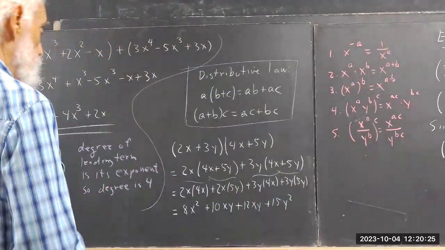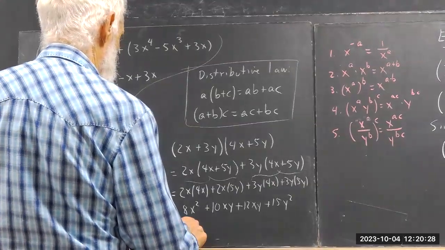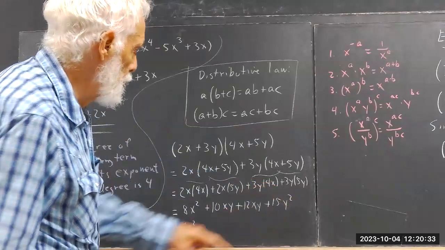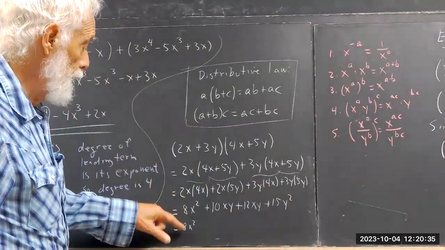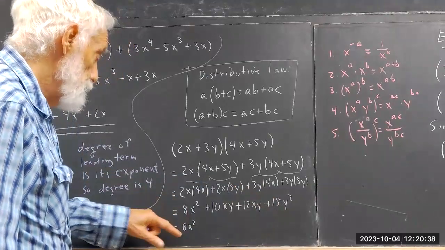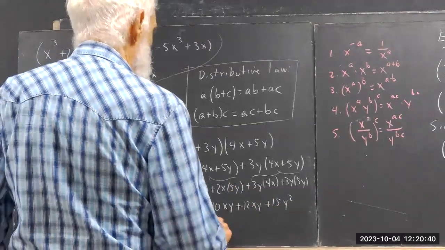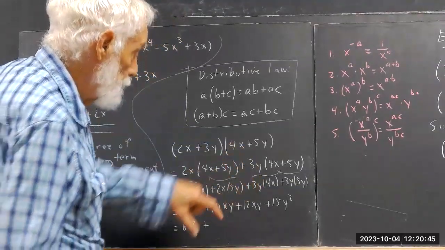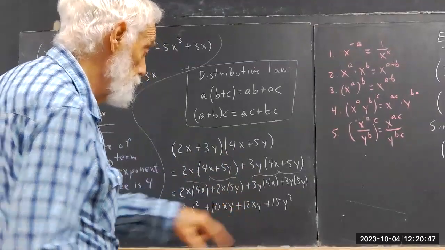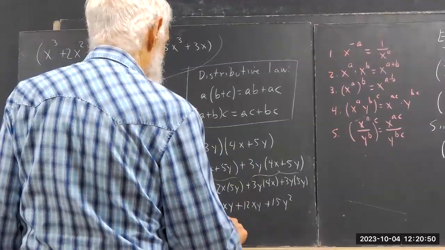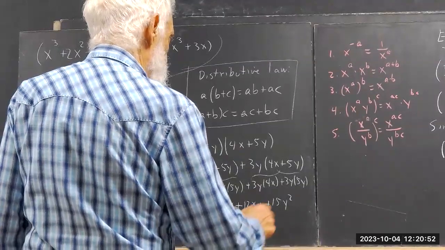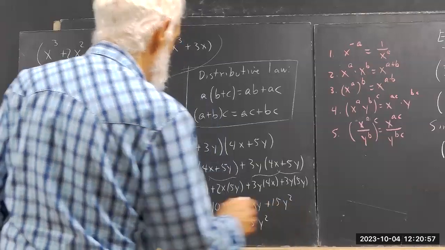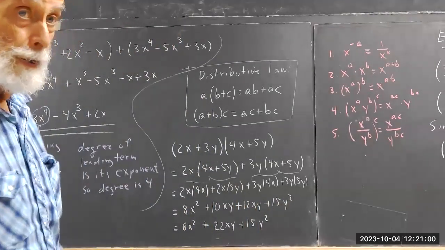Okay, then we don't have any more x squared terms, so we can't add the 8x squared to anything else. So we just have 8x squared. However, both of these are xy terms, so we can add them. We got 10 xy's here and 12 xy's here. We add that, we get 22xy. And then we have 15y squared that can't be combined with anything else.